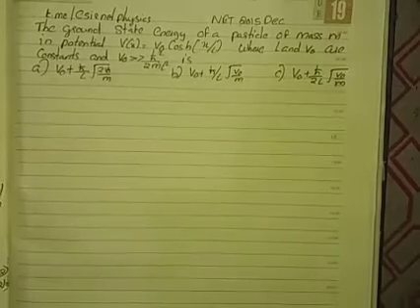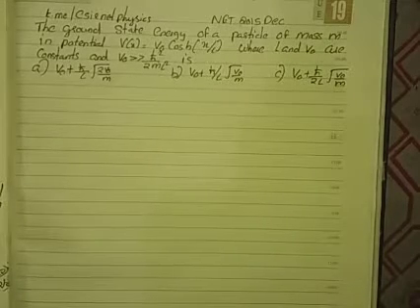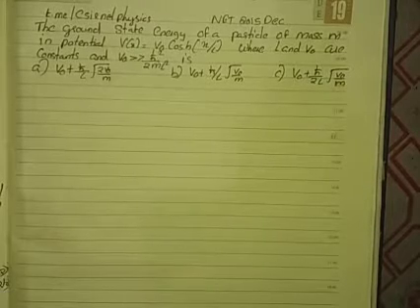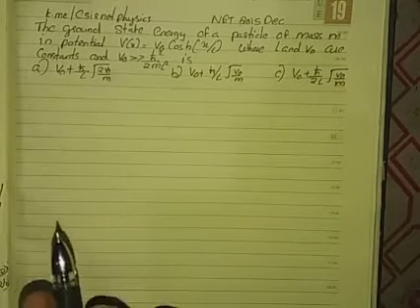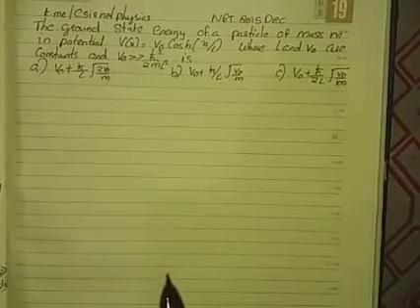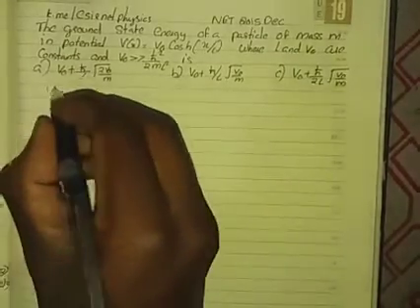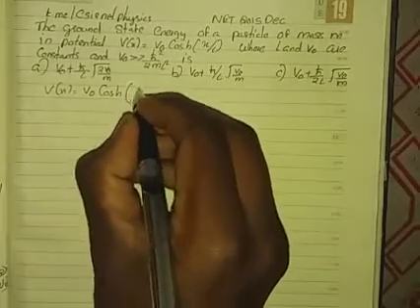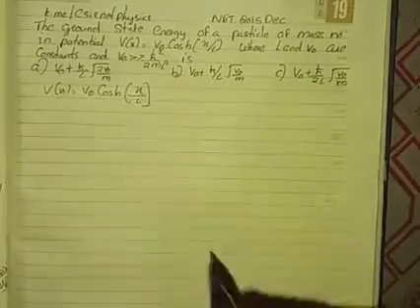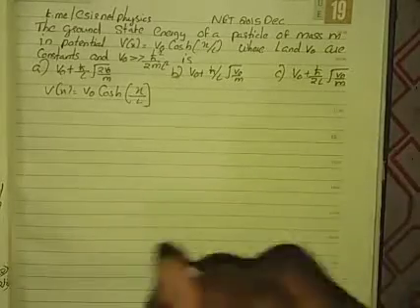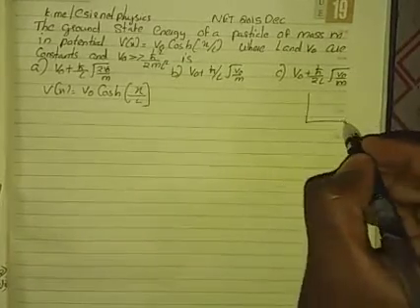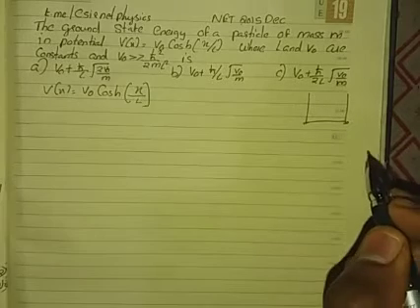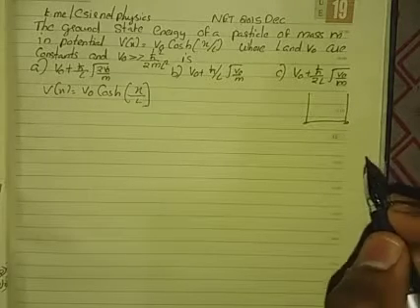Hello guys, this is a question from the 2015 NET December exam. The question is about the ground state energy of a particle, where V of x is equal to V0 cosh of x by L. There is some particle under the influence of some potential.